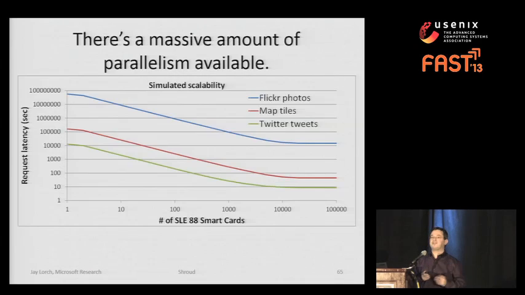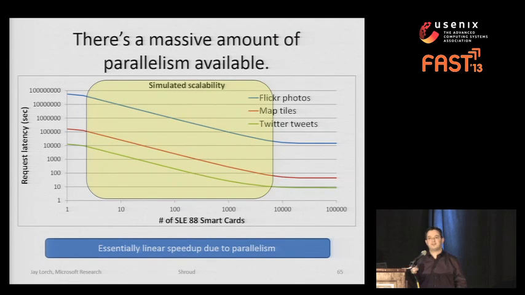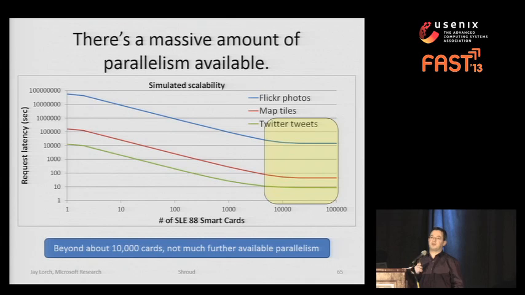And the simulated results show that this continues much further. Up to about 10,000 coprocessors, you get near linear speedup. Only after about 10,000 coprocessors do we run out of things to do in parallel. So the upshot is that we can bring the time to perform an ORAM access down from days to seconds.